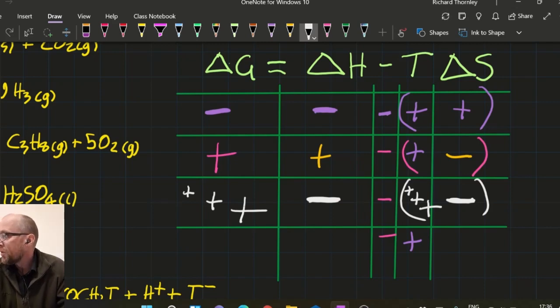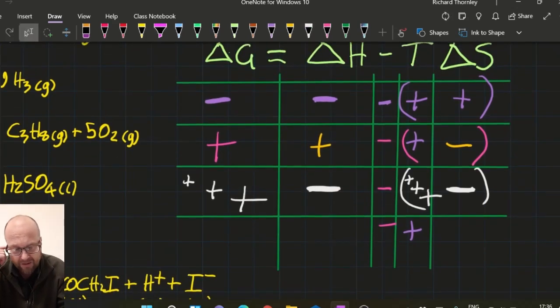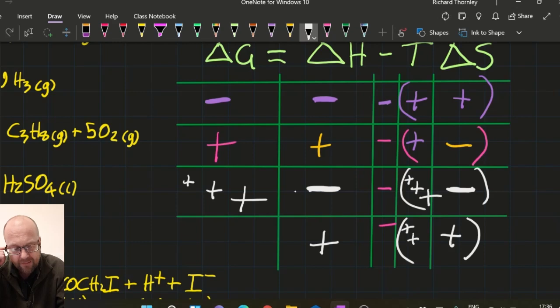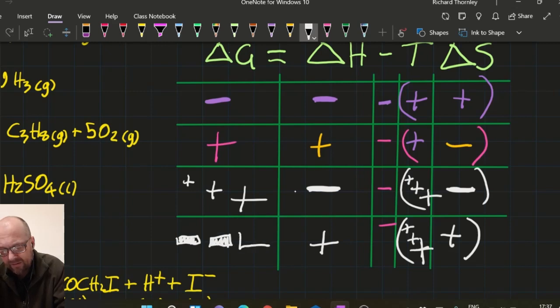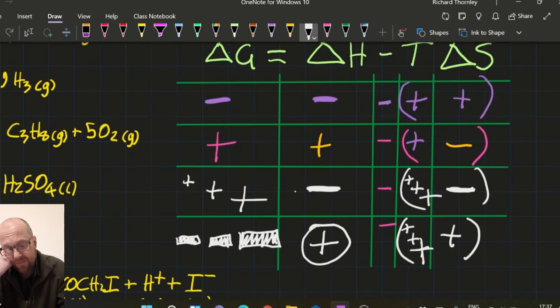So we want one that becomes more spontaneous as temperature increases. So it's the last one. So what's the last combination? Would be plus and plus. So let me think what happens with the temperature. It gets bigger and bigger and bigger, so it's going to get more and more negative. Isn't that the one? More and more negative, more and more spontaneous. So that's the last one. Still not answered it. So I need something that's endothermic and with increasing entropy.